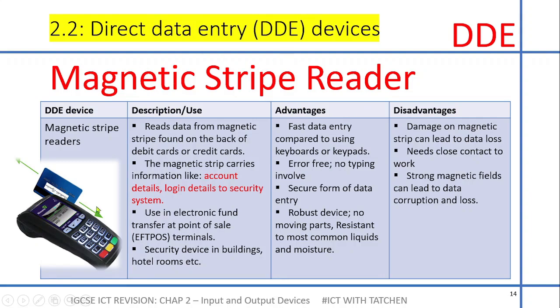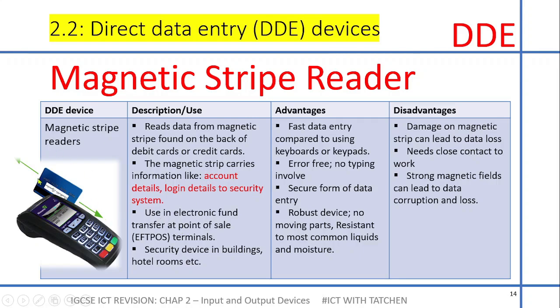Simply, it reads data from the magnetic stripe found on the back of a debit card. So this is a debit card, and this black thing here is a magnetic stripe. What you do is you just swipe the card and it reads off that information. The information stored on this magnetic stripe could be your account details, login details, and others.